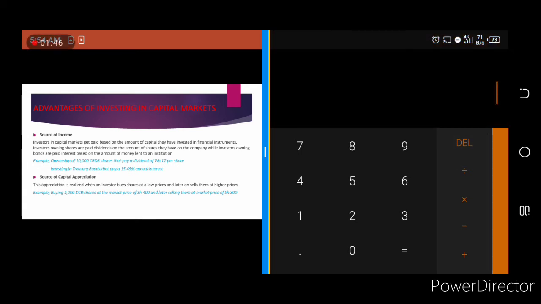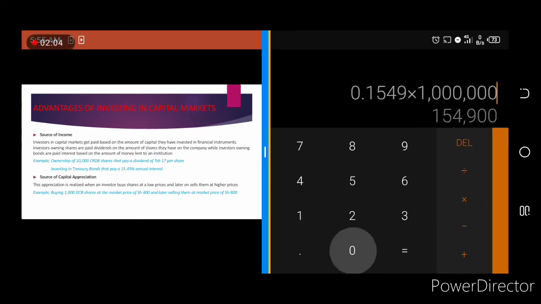However, moving to bonds, investing in treasury bonds that pay 15.49% as an annual interest based on the capital you've invested. So I'm going to just change this into decimal, and there we have it. So let's assume that you were to invest, let's say, 1,000,000 shillings. If you invested 1,000,000 shillings, you'd walk out with 154,900 shillings worth of annual interest from owning a treasury bond.